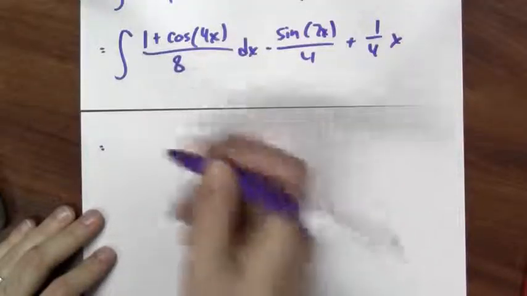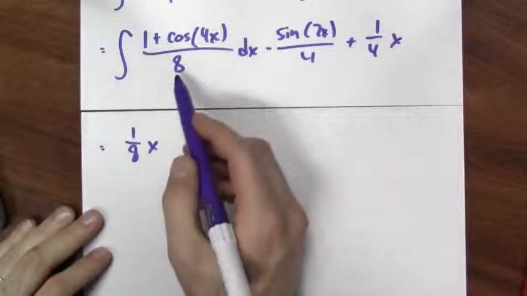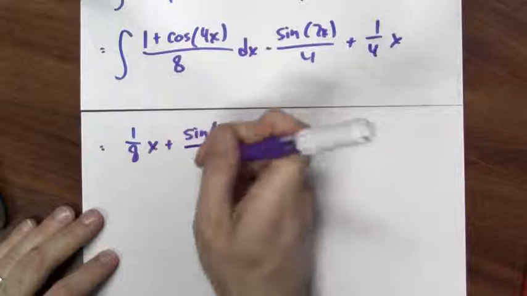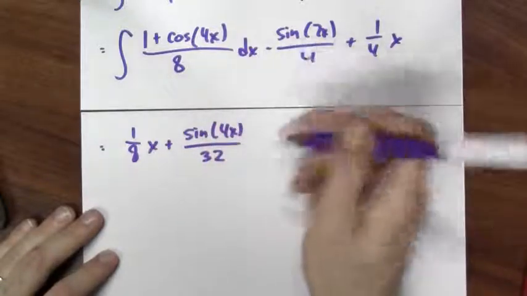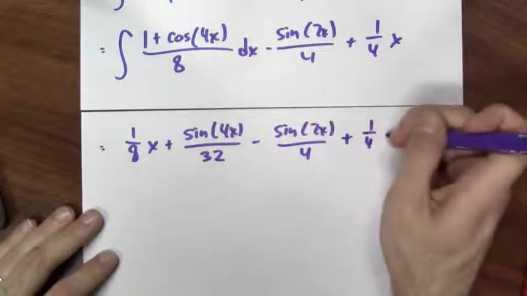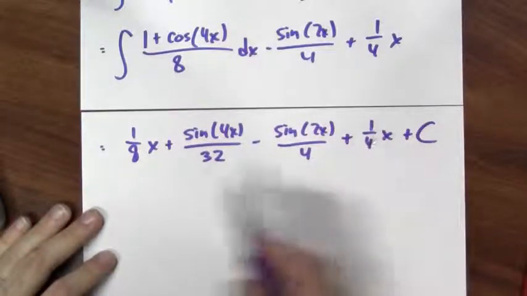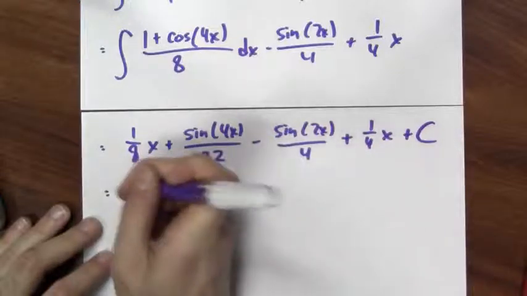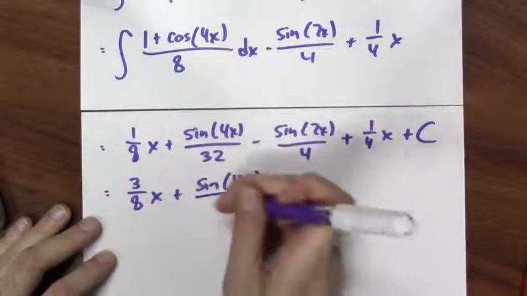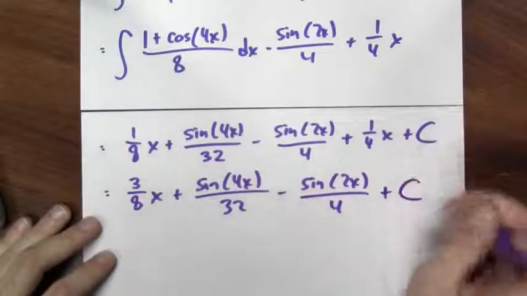So I want to anti-differentiate 1/8, and I get 1/8 x, and then I want to anti-differentiate cosine 4x over 8, and I get sine of 4x over 32. And then I'll include the rest. So I'll subtract sine of 2x over 4. I'll add a quarter x, and I'll add some constant. And I could combine the 1/4 x and the 1/8 x, so I could write this as 3/8 x plus sine of 4x over 32 minus sine of 2x over 4 plus c.